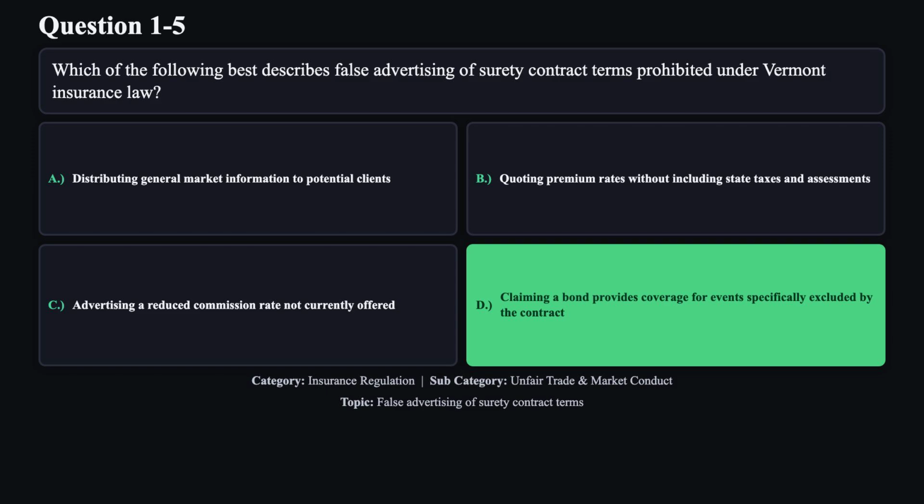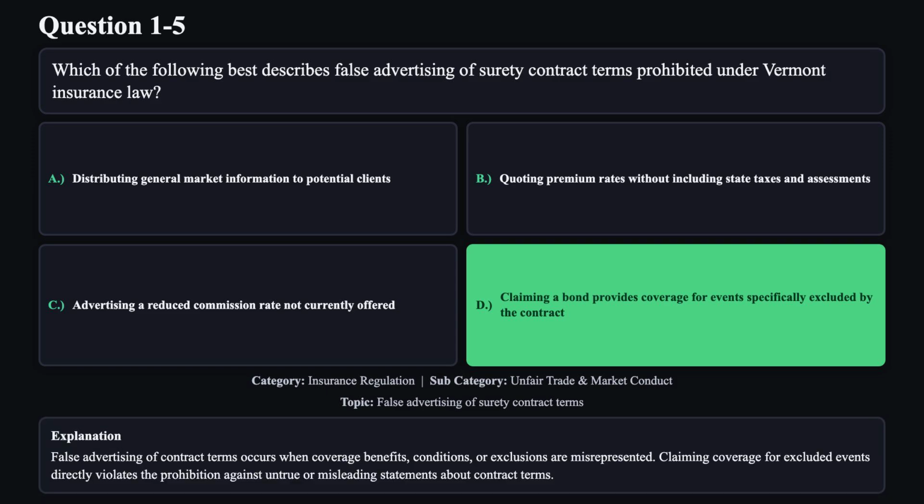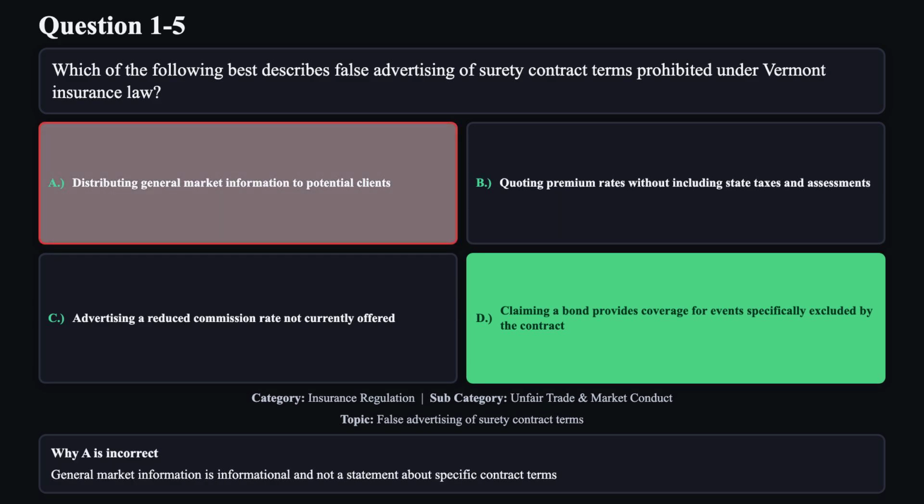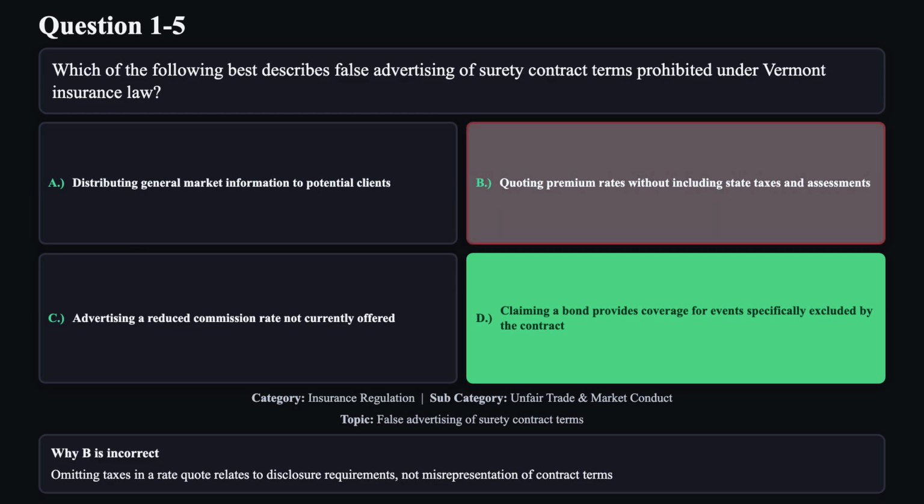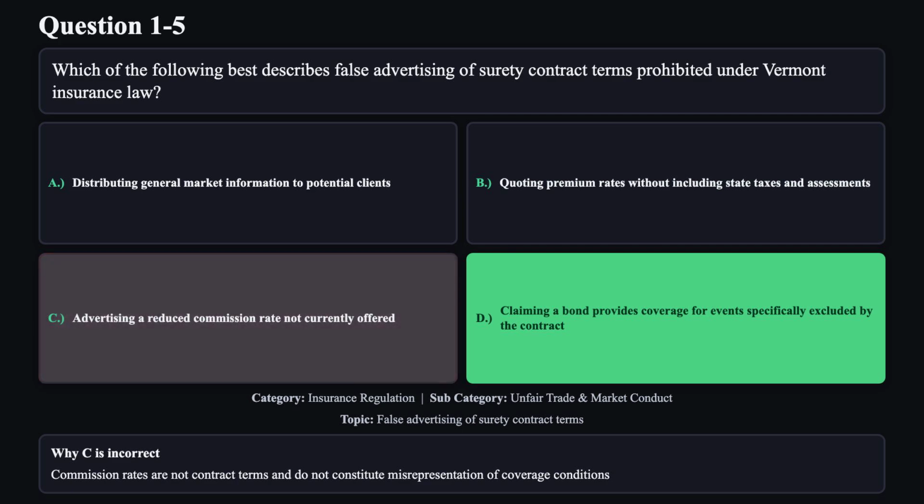The correct answer is D. False advertising of contract terms occurs when coverage benefits, conditions, or exclusions are misrepresented. Claiming coverage for excluded events directly violates the prohibition against untrue or misleading statements about contract terms. Reason A is not correct. General market information is informational and not a statement about specific contract terms. Reason B is not correct. Omitting taxes in a rate quote relates to disclosure requirements, not misrepresentation of contract terms. Reason C is not correct. Commission rates are not contract terms and do not constitute misrepresentation of coverage conditions.